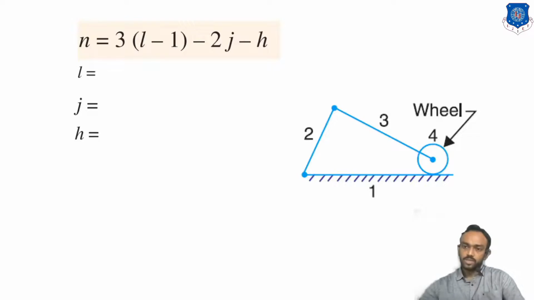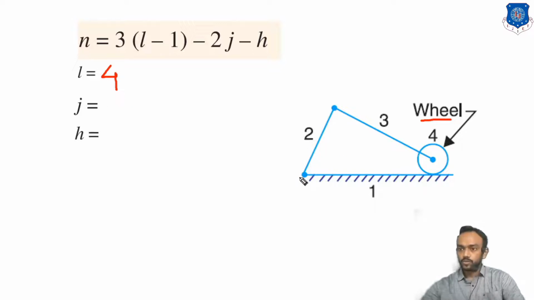Okay, so this is a very tricky and very important example for the Kurzbach, because there is a higher pair and there is a roller. When there is a roller on a surface, there is a possibility of sliding. So first of all, find the degree of freedom. So check this, there is 1, 2, 3. This wheel or roller is link number 4. So how many links are there? 4 links.